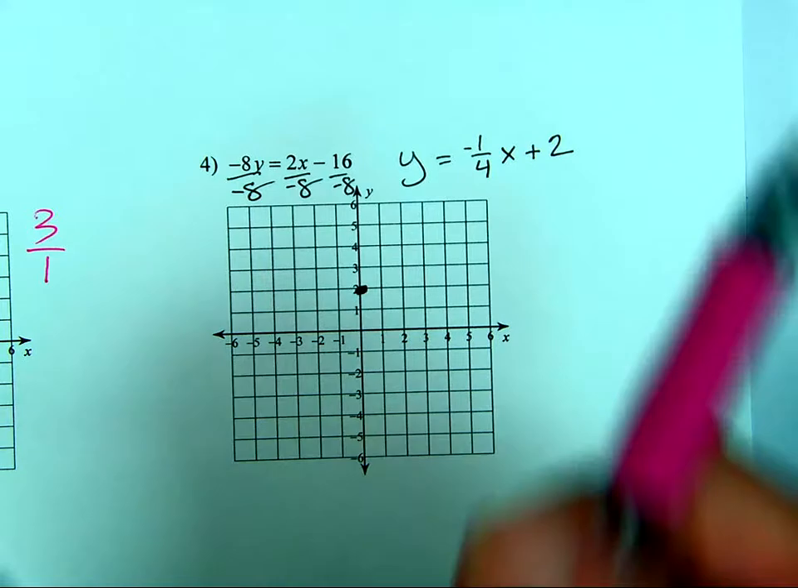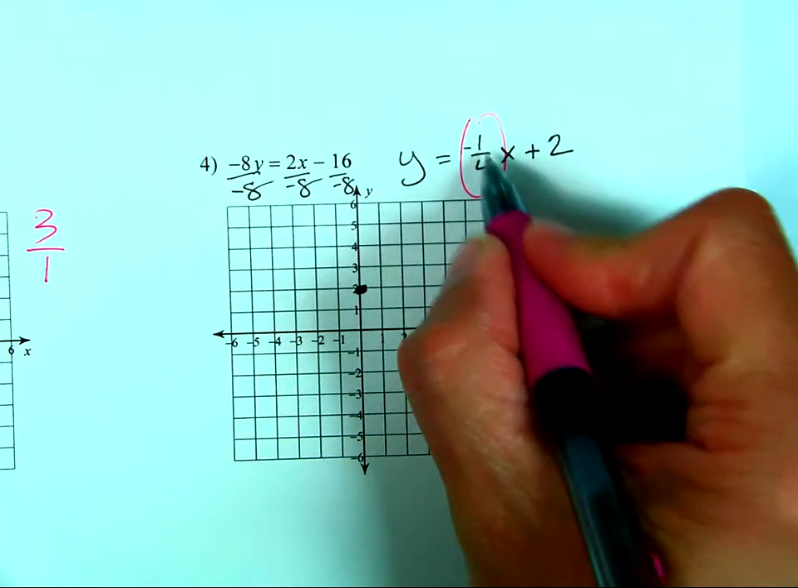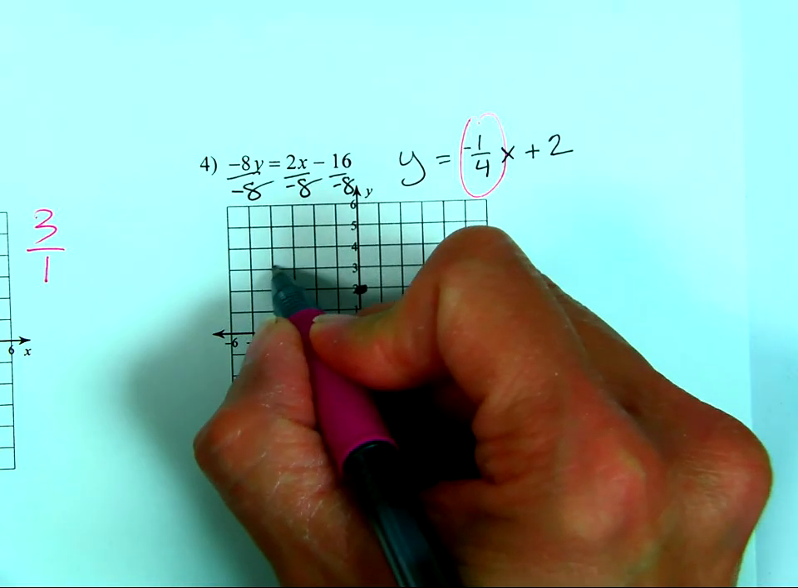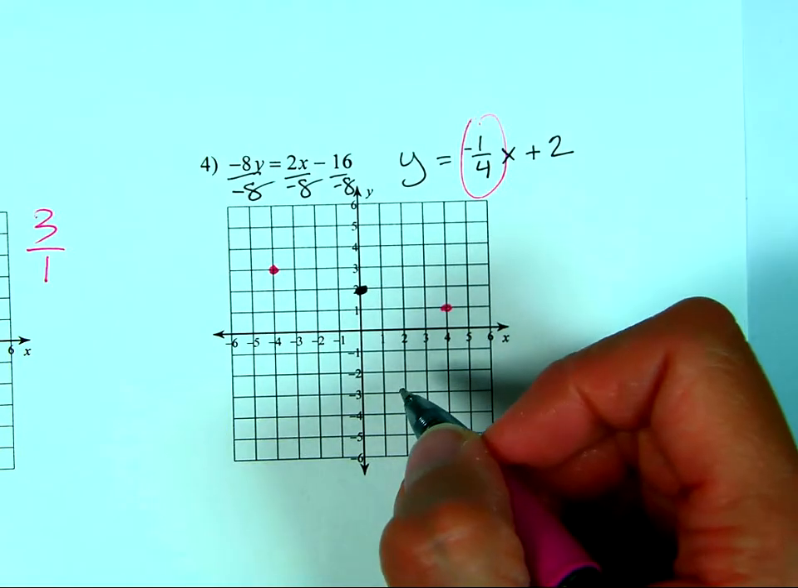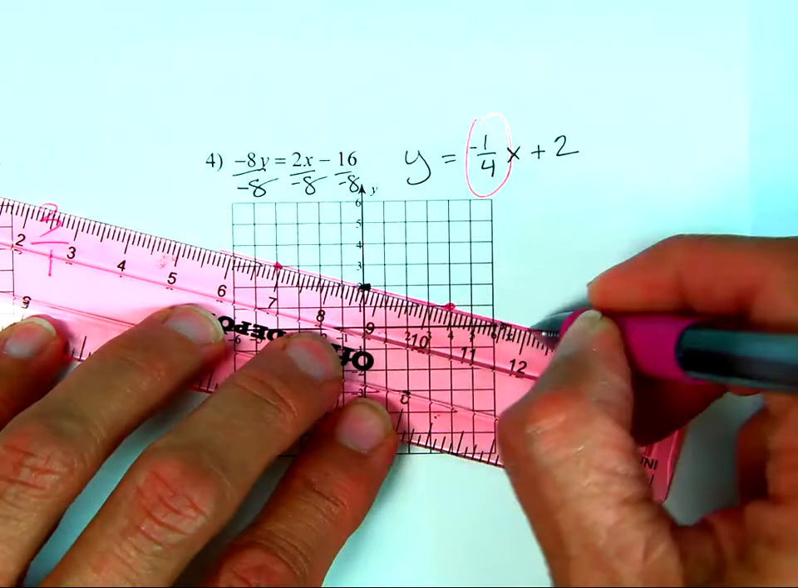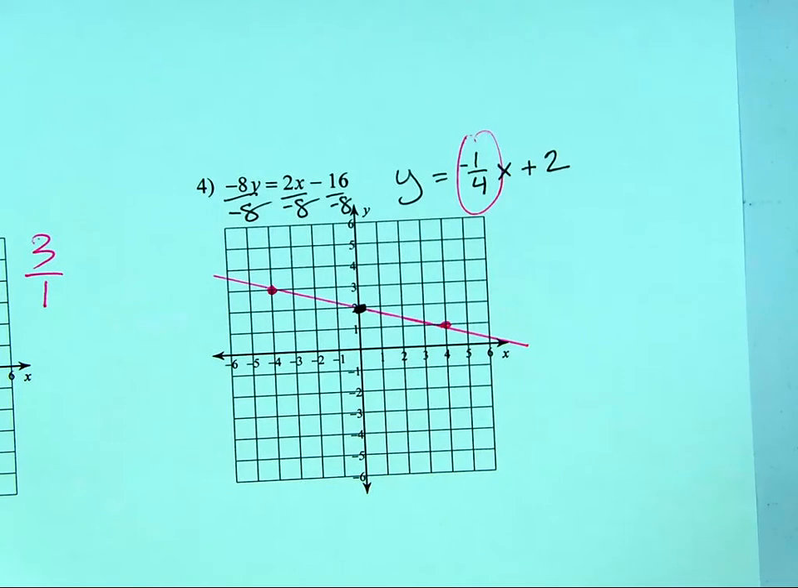Our slope is right here, so that's a down 1, right 4, down 1, right 4, or up 1, left 4. Either way works. We're going to connect the dots. And that's going to be it for us. That is how you graph a line using the slope and the intercept.